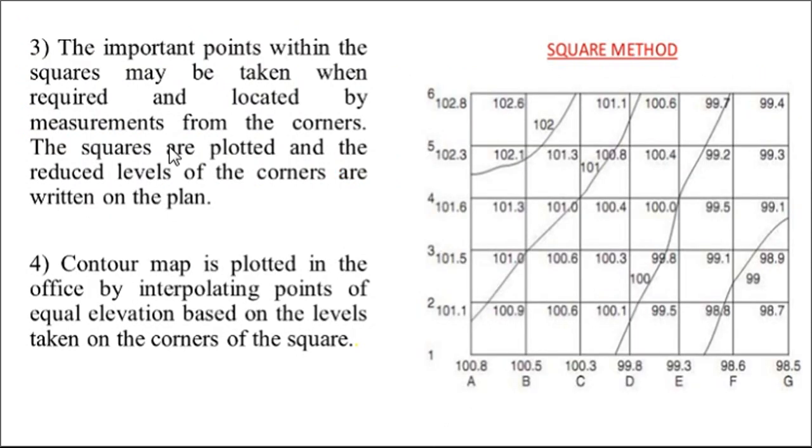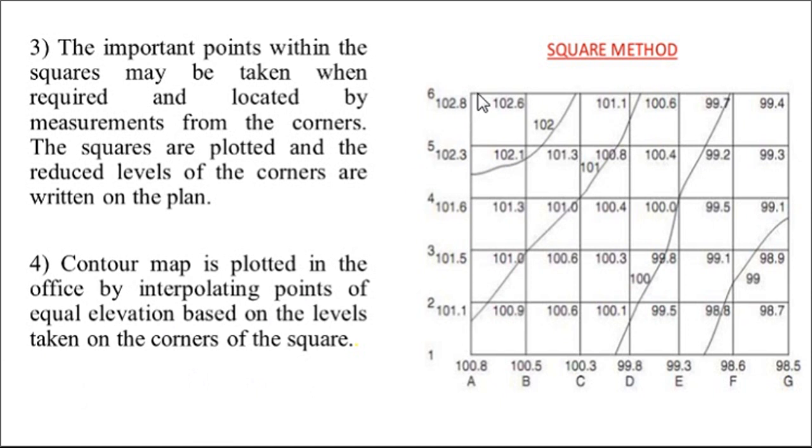Third point, the important points within the square may be taken when required and located by measurements from the corners of the squares. The squares are plotted and the reduced levels of the corners are written on the plan. And next step, the contour map is plotted in the office by interpolating the points of equal elevation based on the levels taken on the contour map of the square.